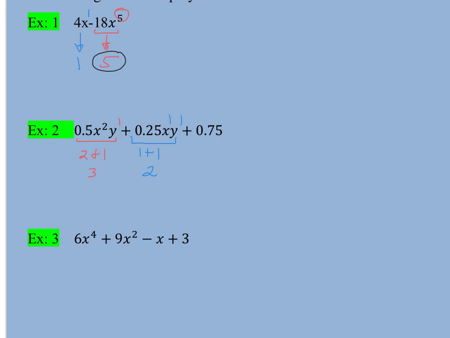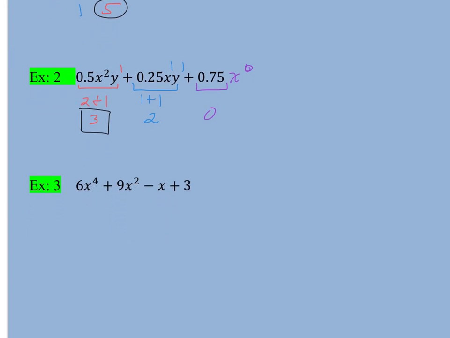Then we have the constant here. You don't see any variables at all. So technically it has some variable with a degree of 0, which is why the degree of any constant is always 0. So which of the three terms has the highest degree? The first term. So the degree of the entire polynomial is 3.